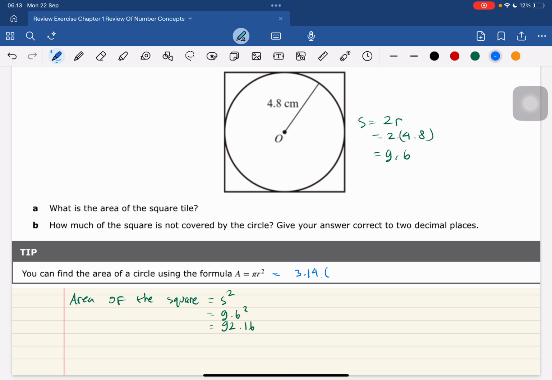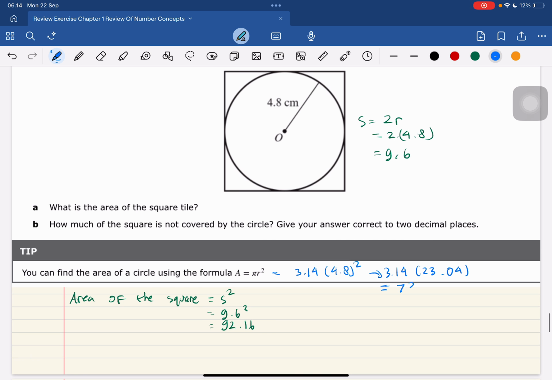So this is 3.14. We multiply by 4.8 squared. So let's finish the square first. 4.8 squared will give us the answer of 23.04. So let's multiply it. 3.14 we multiply by 23.04. So this is 72.35.